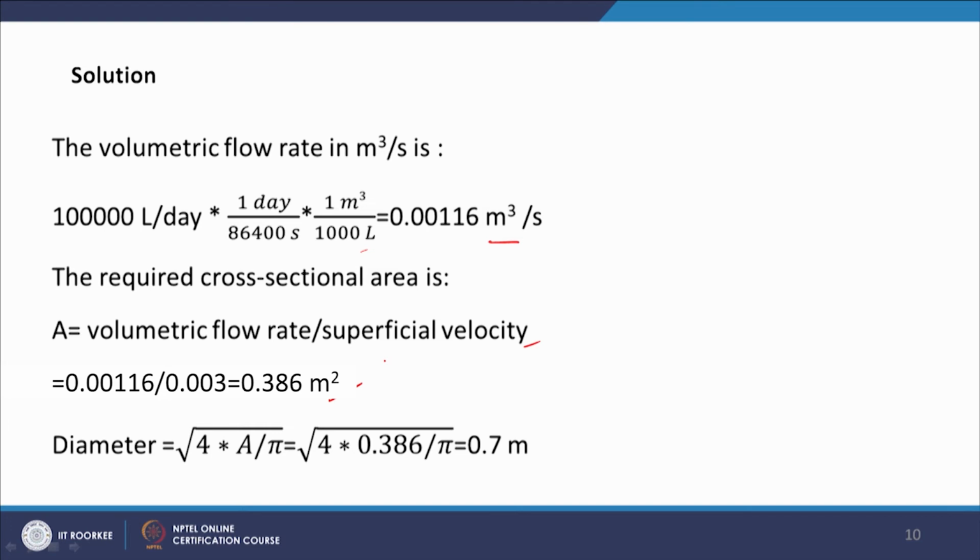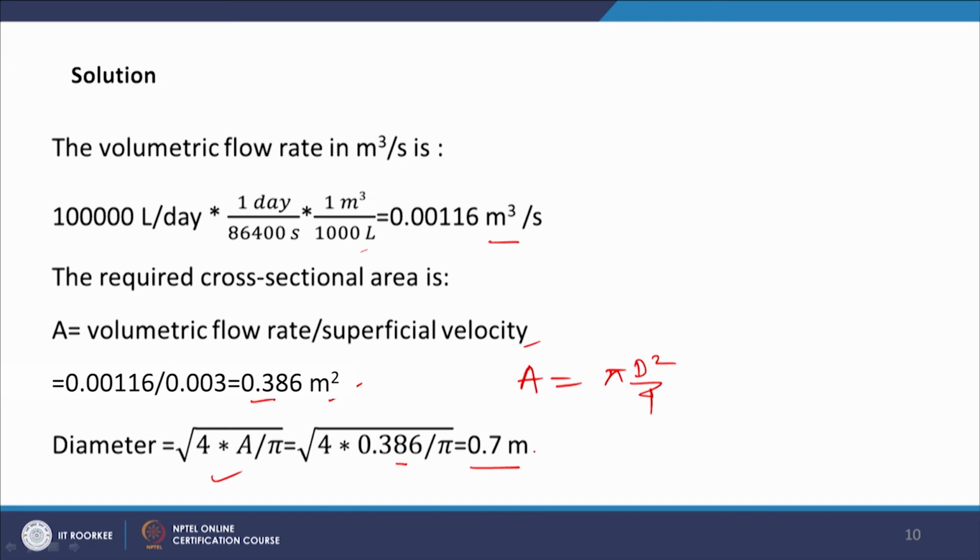If it is the cross sectional area, then what will be the diameter? Again, cross sectional area A equals pi d square by 4. So, d equals the root of 4 into A by pi. We put in the value of A, and by solving this expression, we get the diameter equal to 0.7 meter.